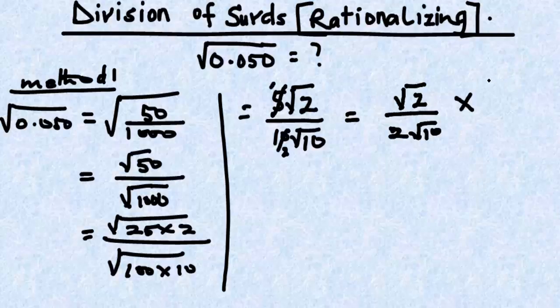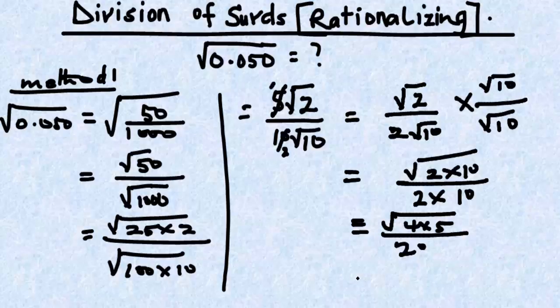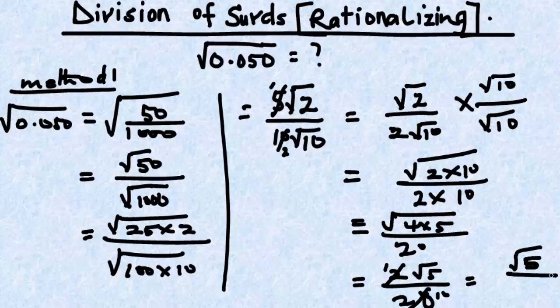Rationalizing the denominator, we have root 10 on root 10. So here we go. We have root 2 multiplied by root 10, which gives us root 20. Then 2 times 10, because root 10 times root 10 will give us 10. So we have 2 times 10, which will give us 20, but root 20 is not in the basic form, so it can be expressed as root of 4 multiplied by 5 over 20. Okay, so we have 2 root 5 on 20. You can cancel out 10. So here we go, we have root 5 on 10.